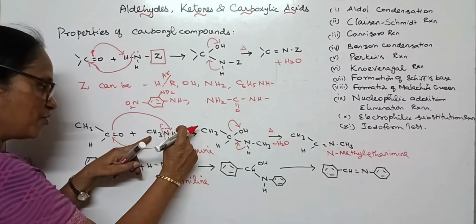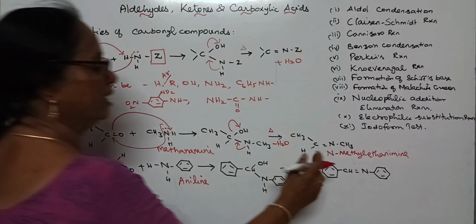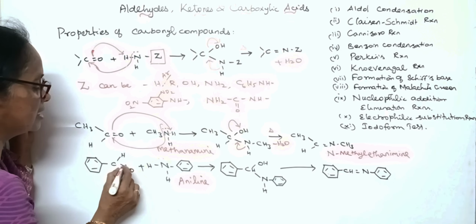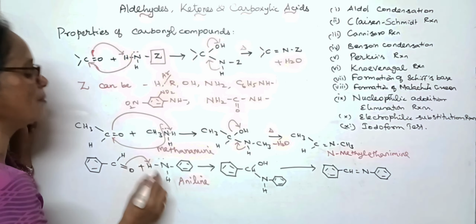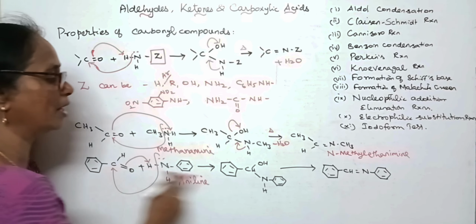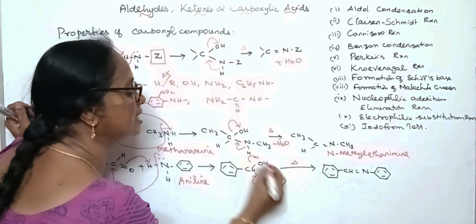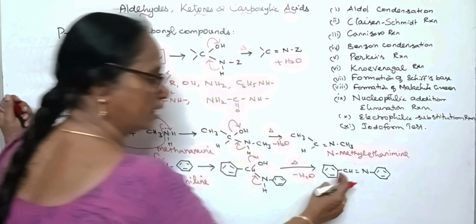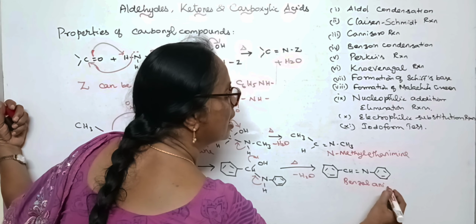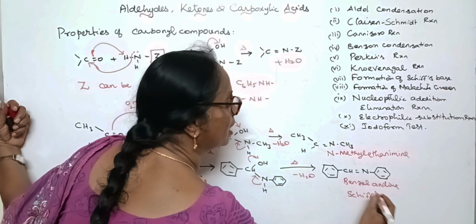In place of methane amine, if we use aniline with benzaldehyde, it forms the same type of reaction. See that the double bonded oxygen takes away the proton from the amine, and the lone pair of electrons attacks that carbonyl carbon. So we are getting this product. Upon heating, this H and OH is eliminated as water. We are getting benzal aniline. This is the name called benzal aniline. It is also known as Schiff's base.